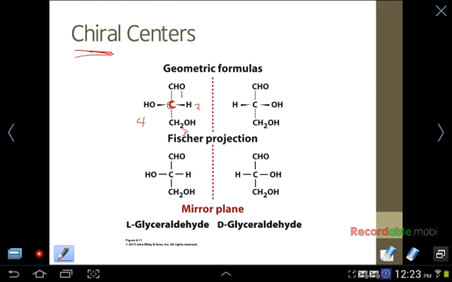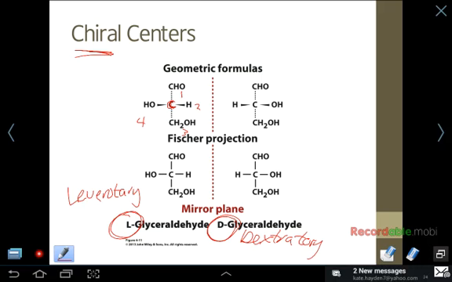And there's also some discussion in the book talking about how chiral centers can rotate plane polarized light in different directions. So based on how the functional groups are arranged about the chiral center, you can either have an L chiral center or a D chiral center. And that stands for levorotary or dextrorotary. And that just has to tell you which direction that these chiral centers can rotate plane polarized light, or if you want to think about it, they're the opposite of each other.